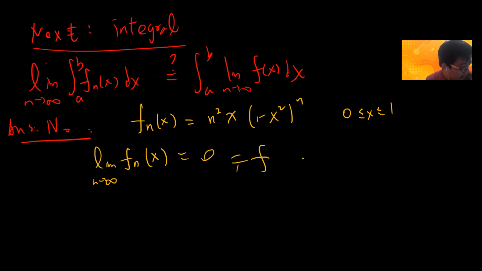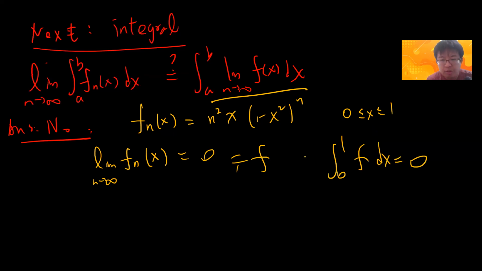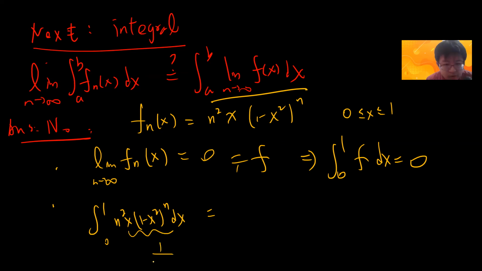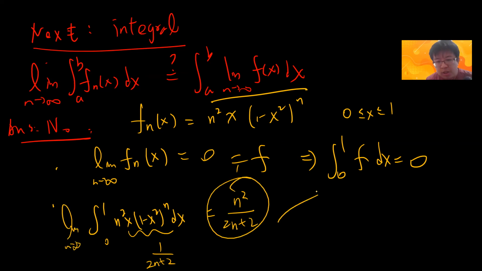So this integral, if [a, b] is chosen to be [0, 1], then it must be 0, right? Because the integral of 0 is 0. But how about the integral of n squared x (1 minus x squared) to the n, dx from 0 to 1? A very easy exercise for you is to check that this integral will be n squared over 2n plus 2. So if the limit n goes to infinity, then this blows up.